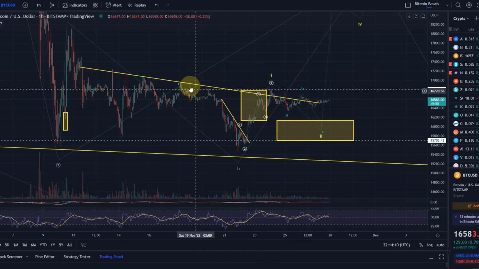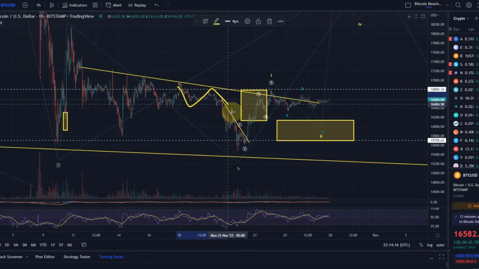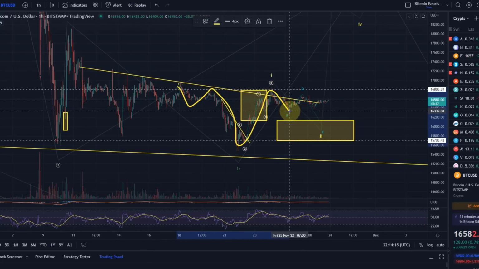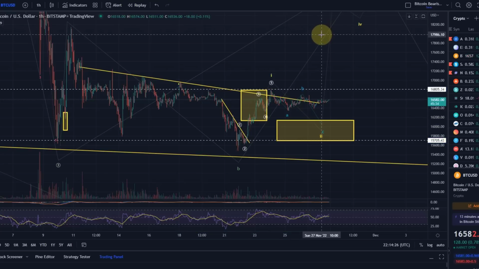We continue to have this sort of inverse head and shoulders here, which of course doesn't need to play out, but it is certainly a bullish reversal pattern, which, as I said, doesn't need to play out, but it's something on the chart. And the neckline would be 16.8k. And if it breaks, it could send us into the 18 to 19k region.